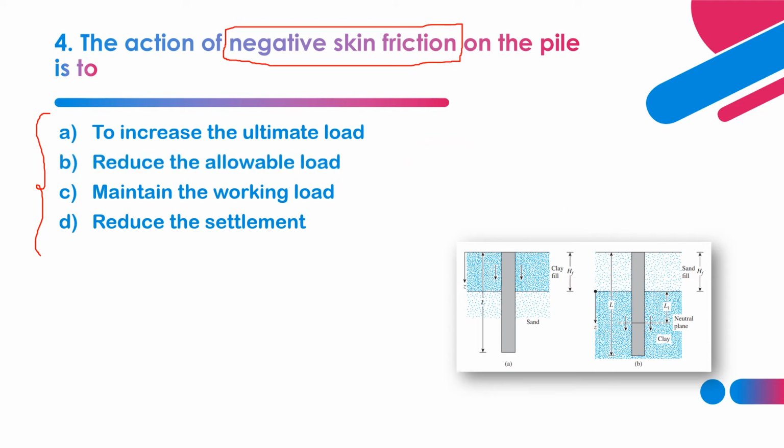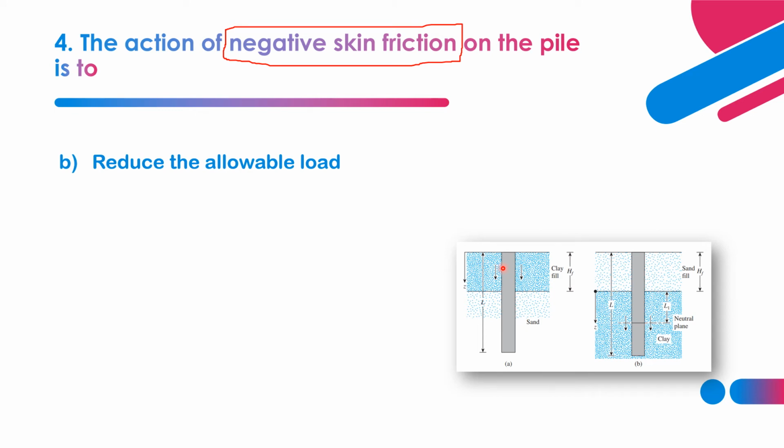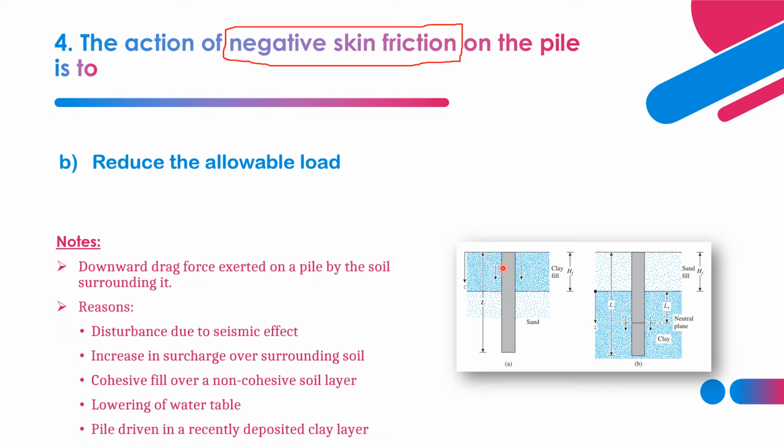So the action of negative skin friction is to reduce the allowable load. It cannot increase the ultimate load, right? Because negative skin friction is a bad phenomenon that will decrease the ultimate load and decrease the allowable load. It cannot maintain the working load. It will increase the settlement too. So what are the other things we have to be aware of?